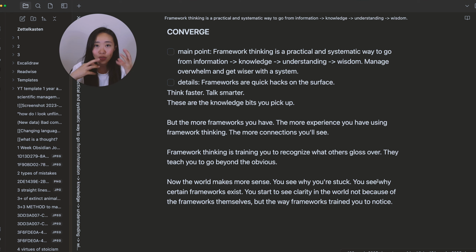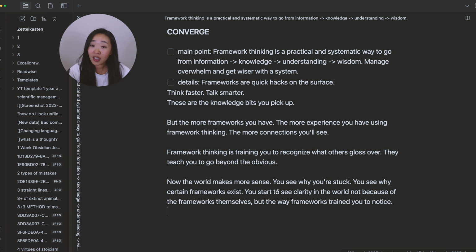So they teach you to go beyond the obvious, which is perfect because we've been talking about this a long time, that just at the very beginning, what makes you a great input to output person is that you notice something other people don't. So because of that, the world now makes more sense. You see why you're stuck. You see why certain frameworks exist. You see more of that clarity, not because of the frameworks themselves, but the way the frameworks train you to see. To me, that's very exciting.